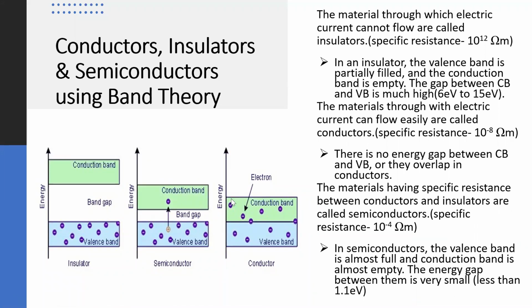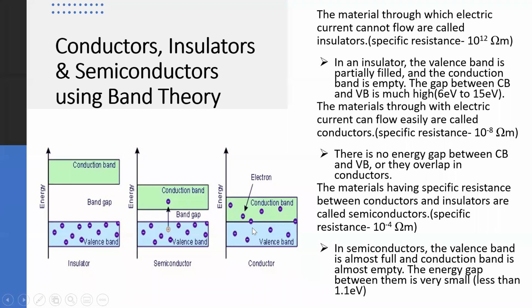Now let us consider what are conductors. The materials through which electric current can flow easily are called conductors, as you are aware. And they have very low specific resistance. See, it is only 10 raised to minus 8 ohm meter, their specific resistance. And this is a conductor.